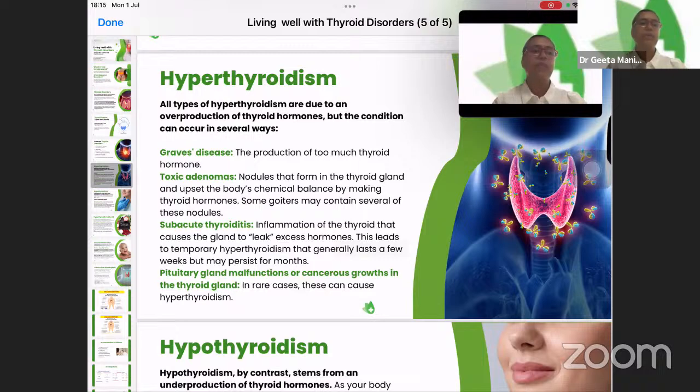Subacute thyroiditis. Inflammation of the thyroid that causes the gland to leak. Thyroiditis is inflammation of the gland due to any cause. And at times, because of thyroiditis, the gland tends to leak the excess hormones. This leads to temporary hyperthyroidism that generally lasts for a few weeks but may persist for a few months as well. Pituitary gland malfunction or cancerous growth in the thyroid gland. In rare cases, these could be the causes of hyperthyroidism, although pituitary malfunction is less commonly known in hyperthyroidism.